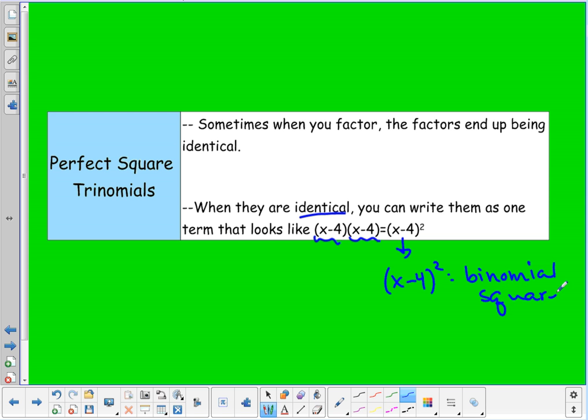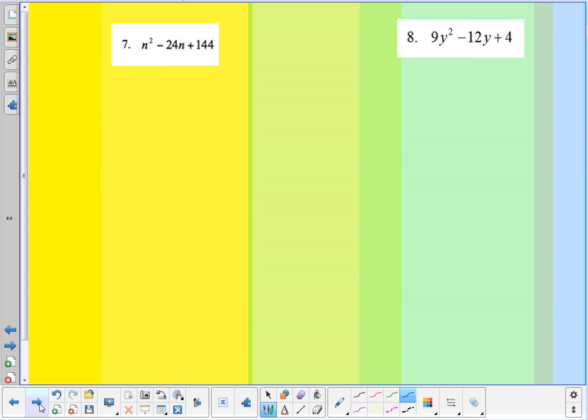And we saw some of these back in Unit 3 as well, when we talked about how you'd have this binomial squared, you need to multiply it by itself and FOIL. Well, now we're just undoing that. Okay, so let's do some examples.